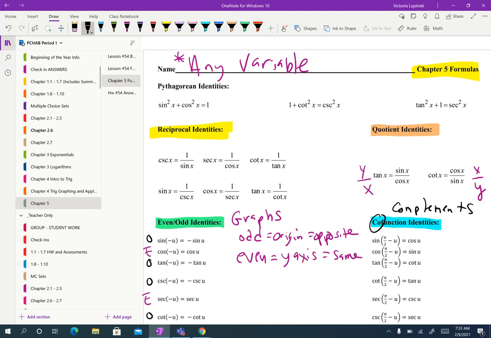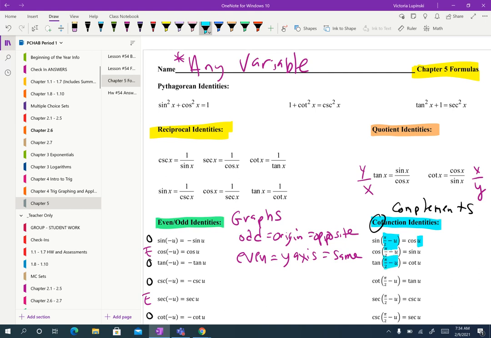Hopefully you remember that a complement means adds up to 90, and that's what these formulas are showing. We've kind of seen these relationships unofficially, but now they're just stating them outright. The sine of pi over 2 minus u is equal to the cosine of u. So again, I want to point out, whatever the value is inside the parentheses, pi over 2 minus u and u, those are a pair of complements, meaning they have to add to 90.